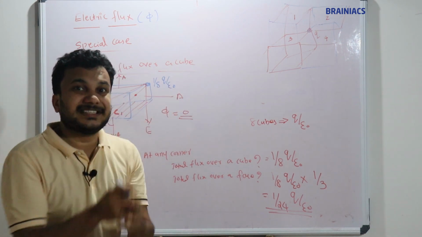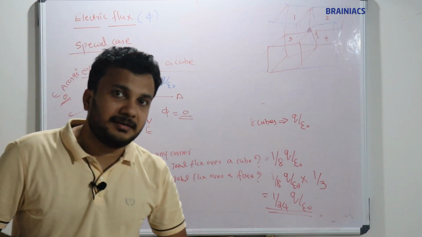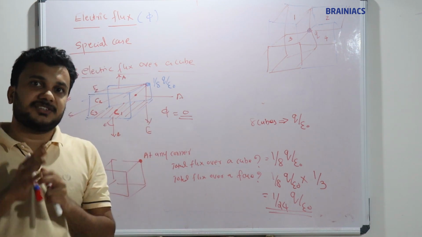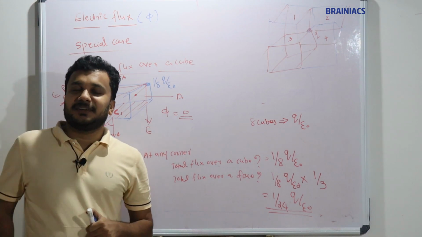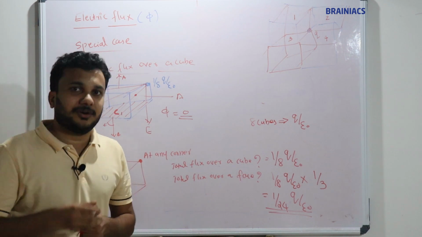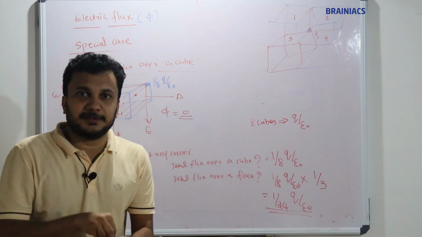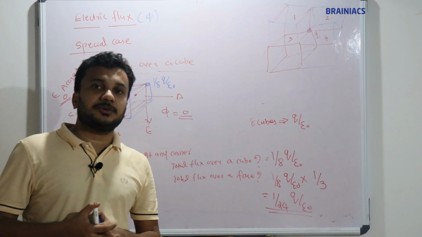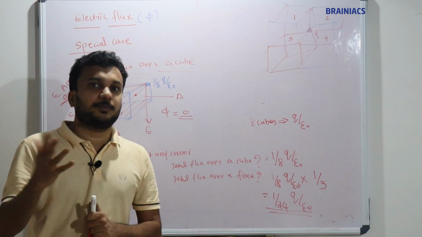If the charge is placed at the center, then the total flux is q by epsilon 0. So I will give you a challenging question. You can think about that and come up with some answers, it is a thought process I am giving. So 2 things we have learned. If the charge is placed at the center, the total flux over a cube equals q by epsilon 0, and the total flux over a surface equals 1 by 6 times q by epsilon 0.